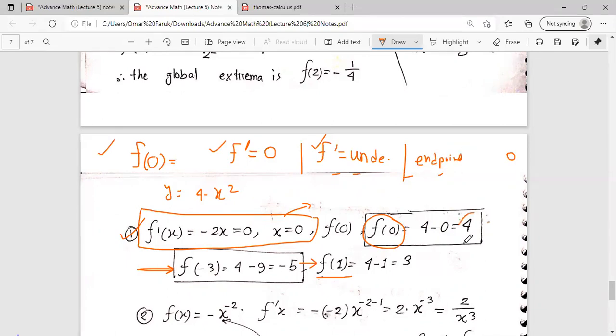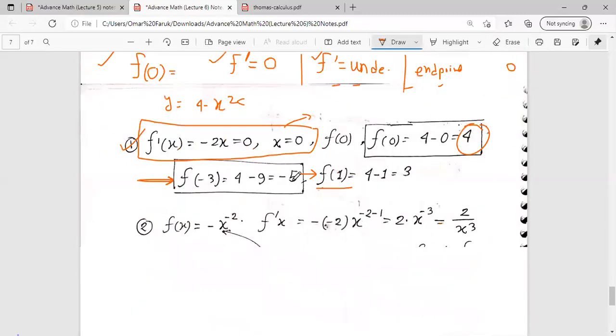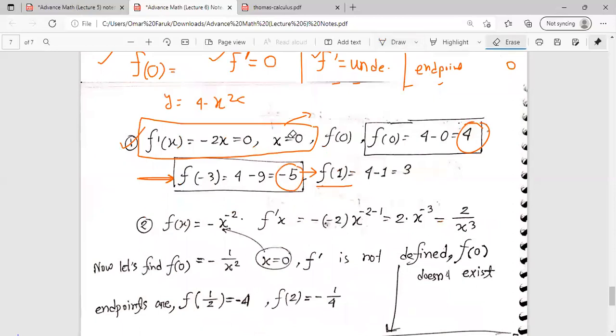So our f of 0 is 4. But remember, for f of 0 you have to put this value here, not here. Do not make a mistake. So you can see our highest value is 4 and lowest value is minus 5. That's why our global extrema are f of 0 equal to 4 and f of minus 3 equal to minus 5.